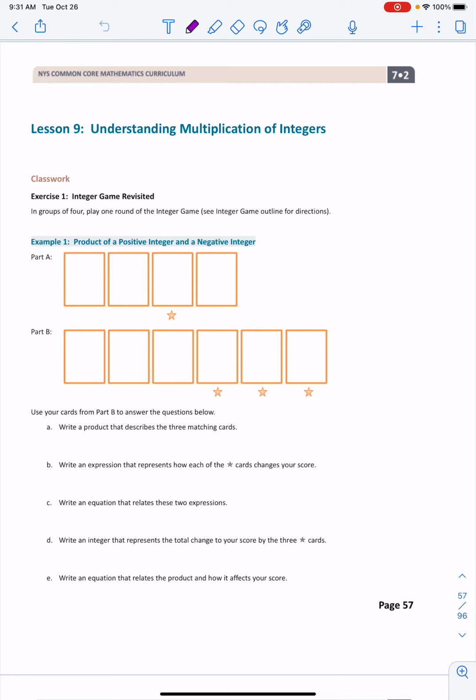This is Lesson 9, Understanding Multiplication of Integers. Exercise 1, the integer game revisited. We aren't doing this in groups, but we are doing this as a class. So for part A, the 4 cards that I am picking are 4, -1, -5, and 8.